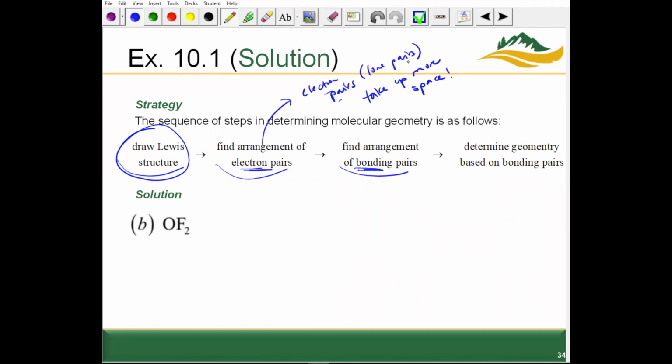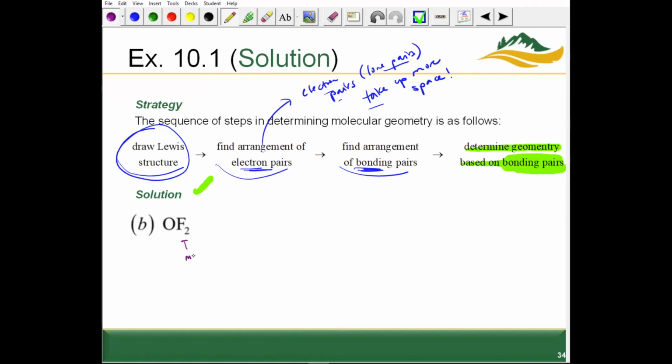Electron pairs are the lone pairs. They take up more space than bonding pairs of electrons. From there, we determine the geometry just based on the bonding pairs. So let's start to look at this, and then again, we'll do more in the next part of chapter 10.